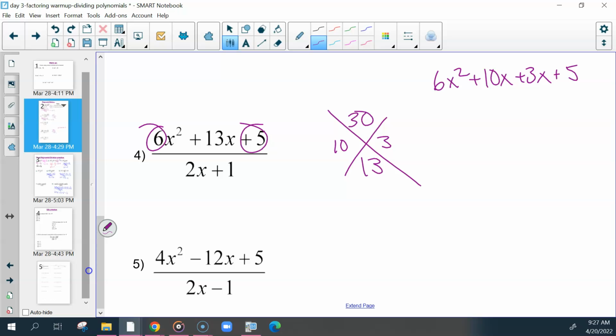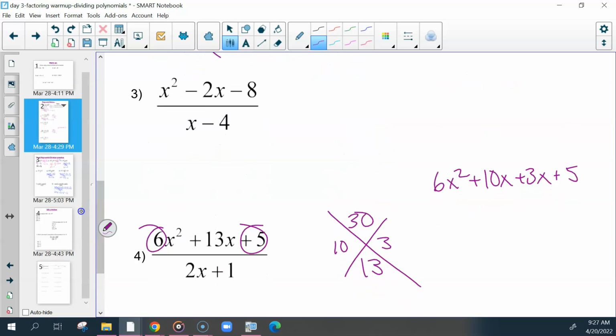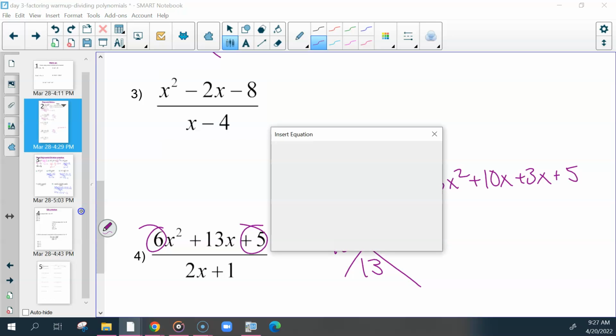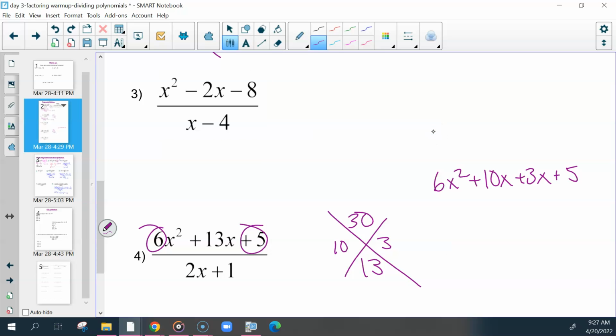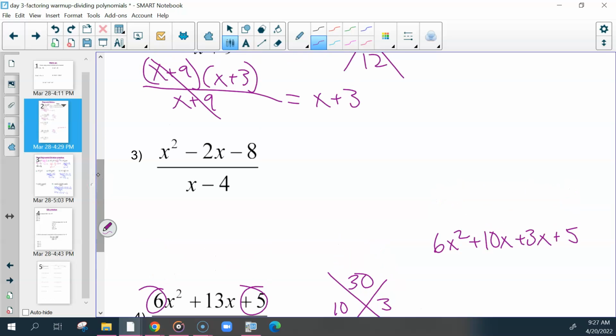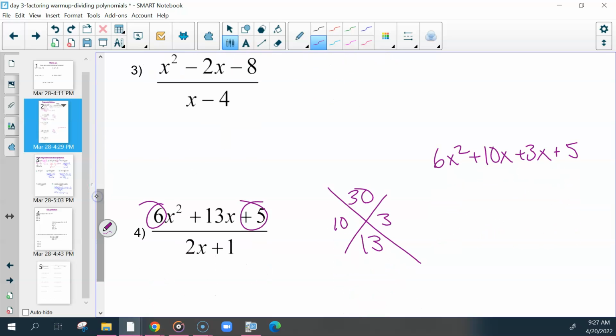Why do we sometimes have to write the numbers or multiply both of these on the side? It depends on what it looks like. If there's no number in front of the x squared, we can just look at this and this. But if there is something in front of this, then we have to do all those steps.